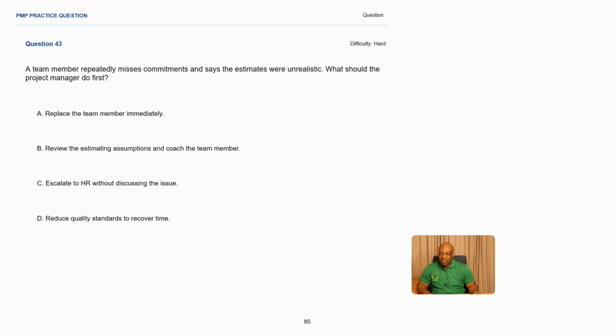Practice question number 43. A team member repeatedly misses commitments and says the estimates were unrealistic. What should the project manager do first? Okay, so our problem statement: we have a team member who is missing some commitments, and the reason is that the estimates are being claimed to be unrealistic. That's our problem here. So what should the project manager do first?